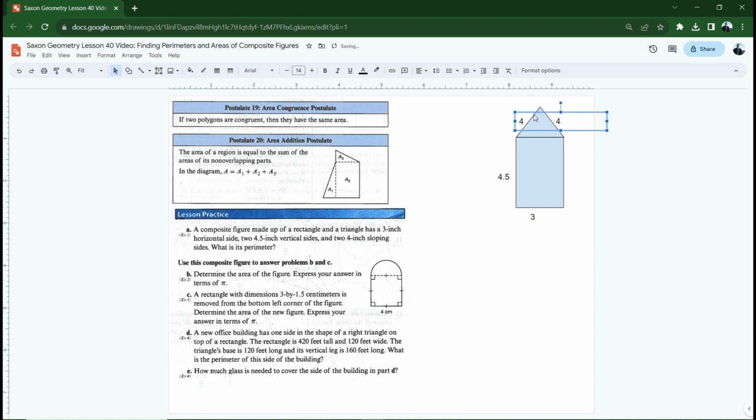Now, this gives me all the information I need to find the perimeter. I just need to add up my pieces. And now that I've got it all drawn out, it's going to be really easy to do. Here, let me just put another 4.5 over here, and I'll just add all the way around.